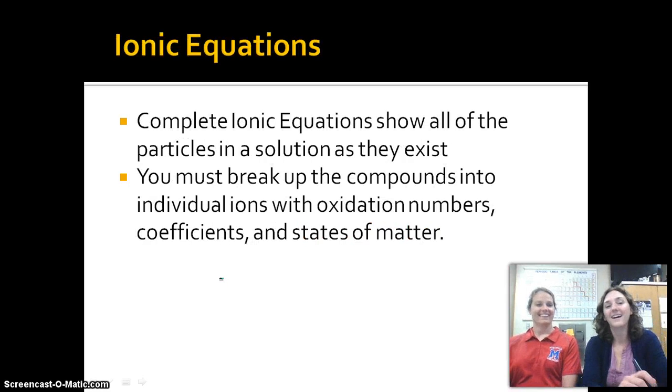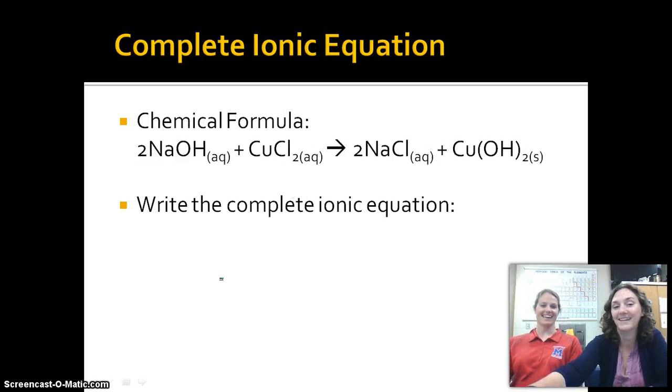All right. Now we got to deal with ionic equations. So a complete ionic equation, this is a lot of writing, but it shows all of the particles in a solution as they exist. You have to take your compound, break it into its ions, include the oxidation number or the charge. You have to include the coefficient and the states of matter. Whew. So I'm really excited about all this writing. I gave you a formula in your notes. It is sodium hydroxide plus copper chloride. It forms sodium chloride and copper hydroxide.